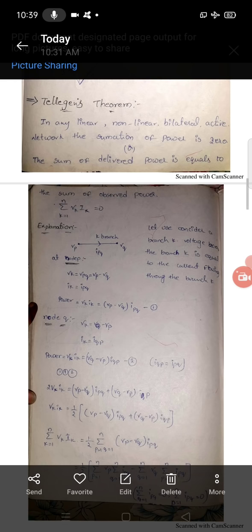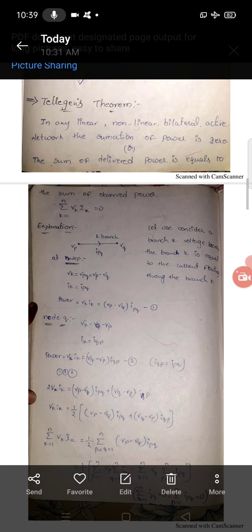Next, current Ik is equal to Ipq, which is the current flowing through the kth branch. Power P is equal to Vk into Ik, where Vk is Vpq, that is Vp minus Vq, and Ik is Ipq. That is equation number 1.